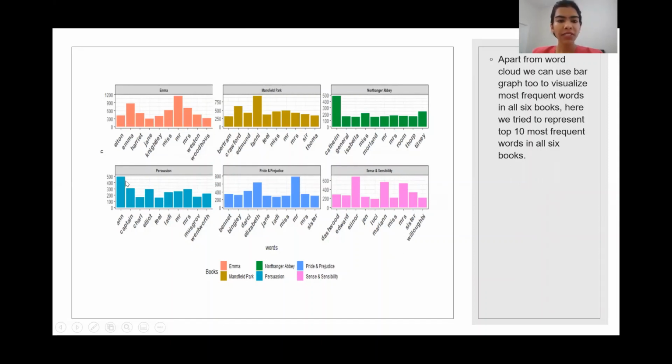So as we can see here, the 6 books are sharing their top 10 words in terms of count. Emma has these top 10 words: Elton, Emma, Harriet, Jane, Knightley, Miss, Mr., Mrs., Weston, Woodhouse. And not to our surprise, each of these 6 books shares the words Miss and Mrs., as was confirmed by our word cloud in the earlier slide, that Miss and Mrs. are the words most frequently occurring in all the 6 books.